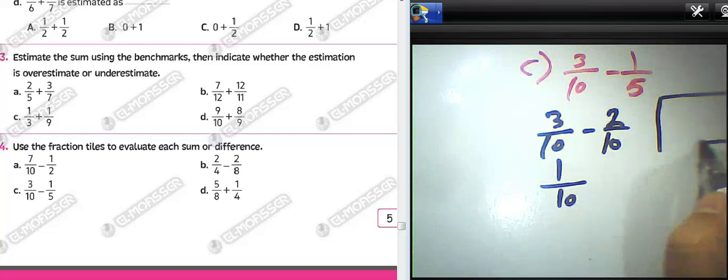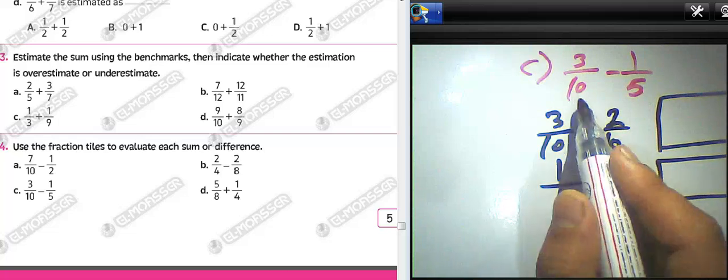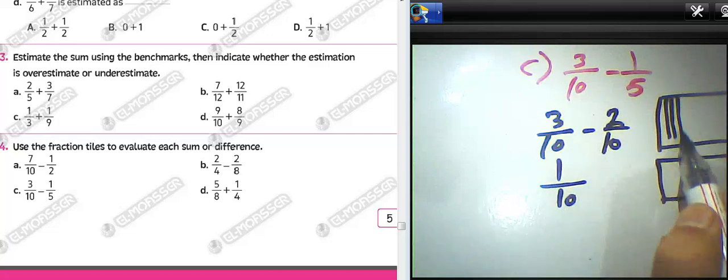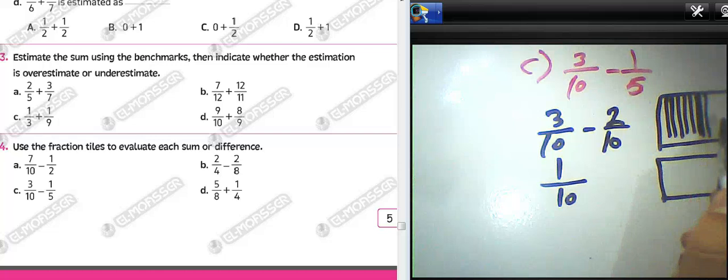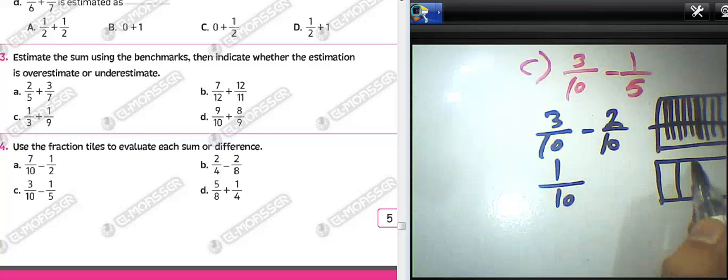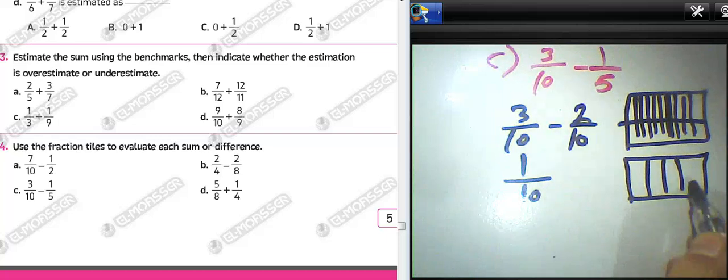And then we can draw two rectangles here. Divide the first into 10 parts: 1, 2, 3, 4, 5, 6, 7, 8, 9, 10. Okay. And the second, divide into 5 parts: 1, 2, 3, 4, 5.